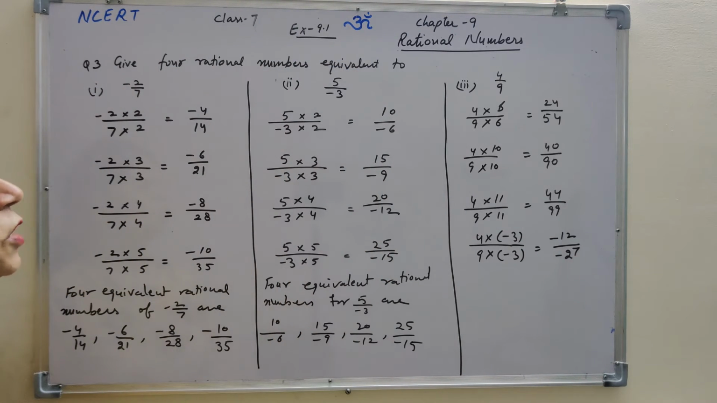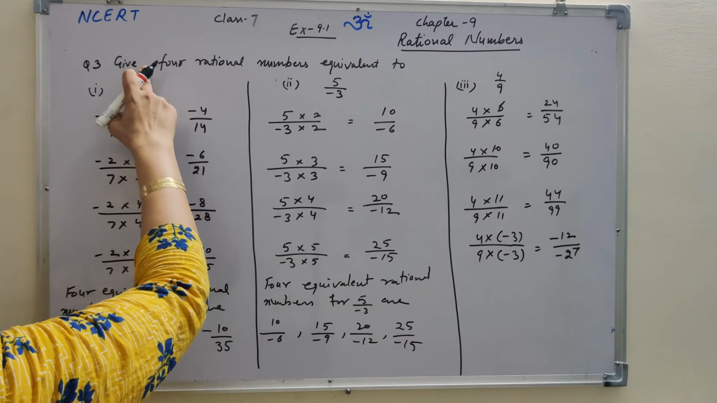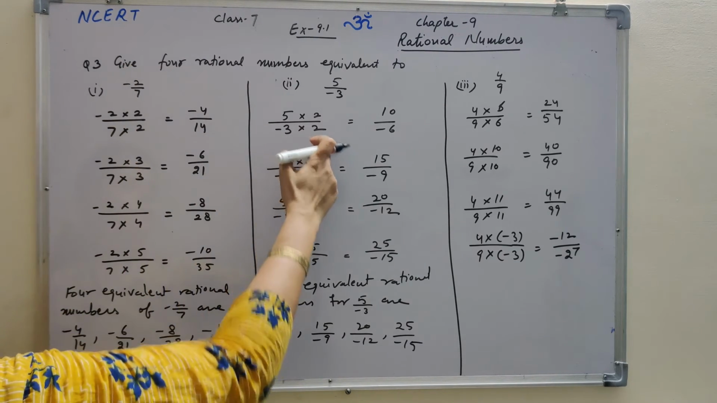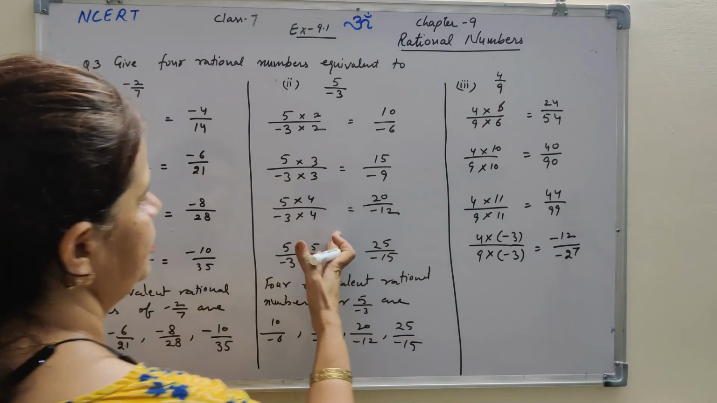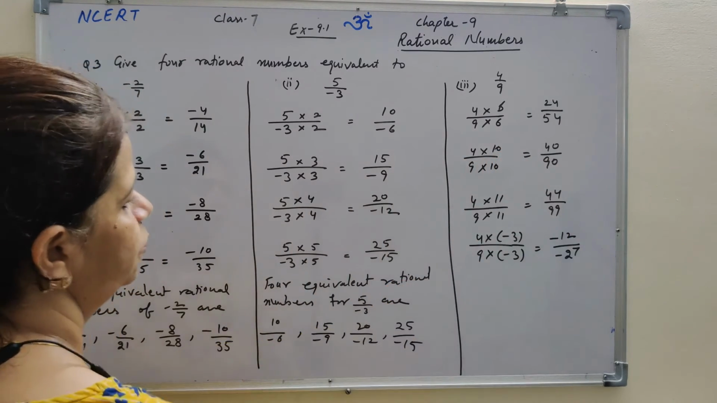These are also equivalent rational numbers. Okay, but if the word next is there, then you have to do it in the series. But it is not given, you can write down any. So either you do this way or you do this way, both are correct.